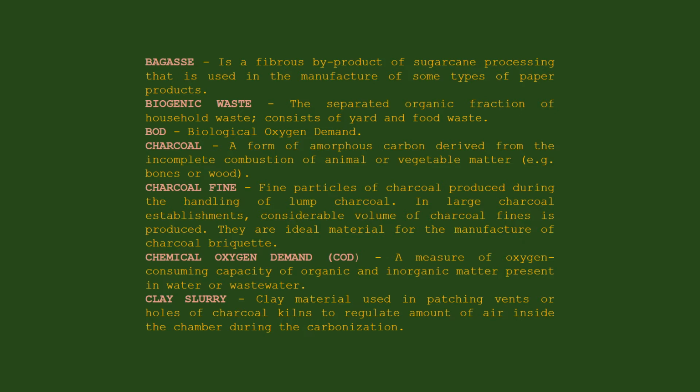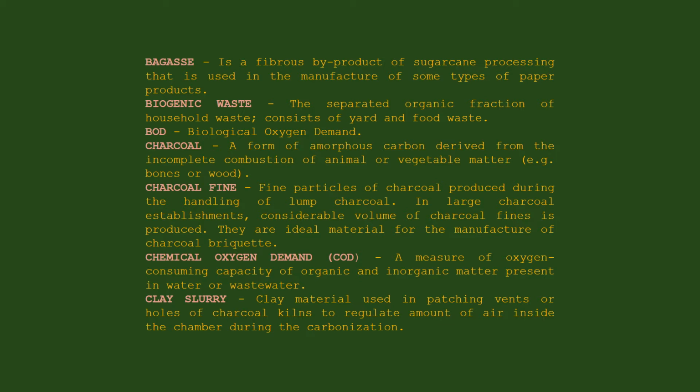BOD, biological oxygen demand. Charcoal, a form of amorphous carbon derived from the incomplete combustion of animal or vegetable matter, e.g. bones or wood. Charcoal fines, particles of charcoal produced during the handling of lump charcoal. In large charcoal establishments, considerable volume of charcoal fines is produced. They are ideal material for the manufacture of charcoal briquette.